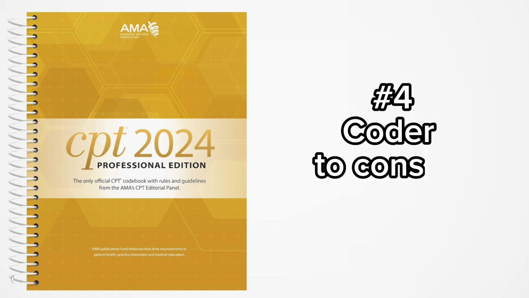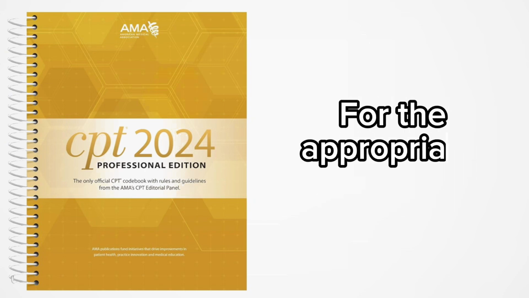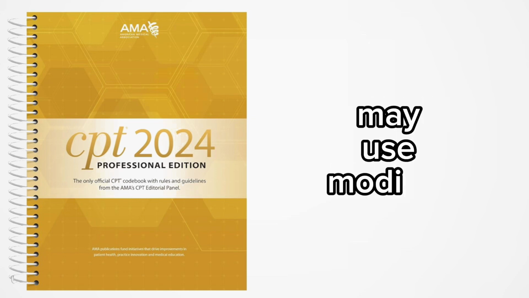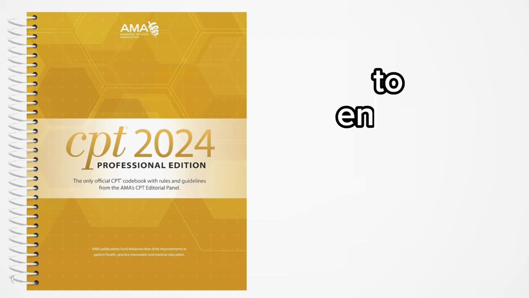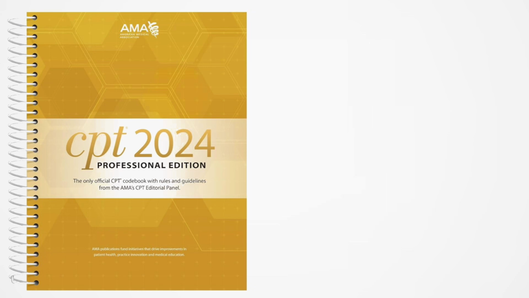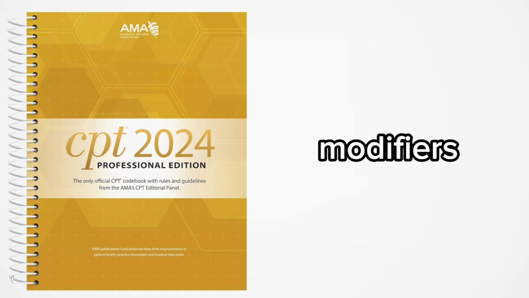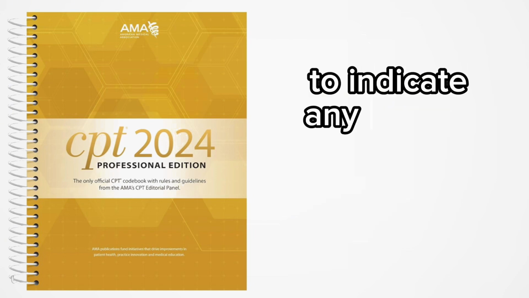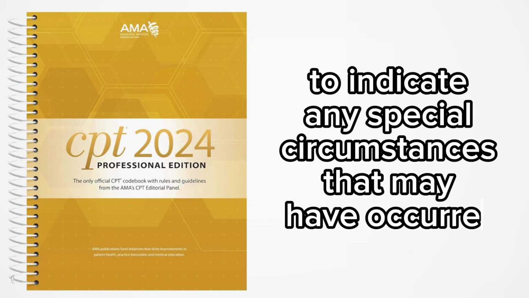The coder is going to consult the CPT book to find the appropriate code, which they may end up having to use from those categories that I mentioned earlier, category 1, 2, 3, etc. They may also use modifiers as applicable to ensure accuracy and compliance. To give you some more breakdown on modifiers, when necessary, coders append modifiers to the CPT codes to indicate any special circumstances that may have occurred.